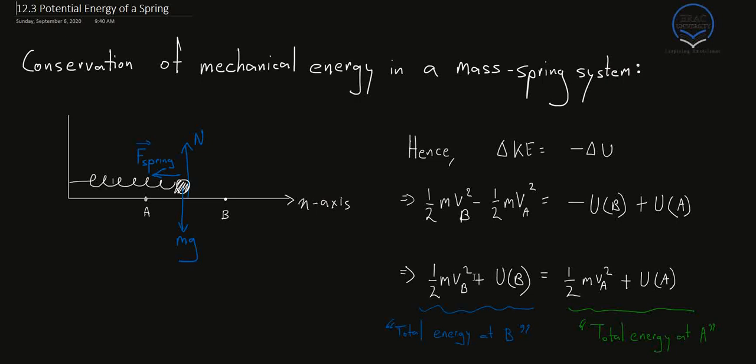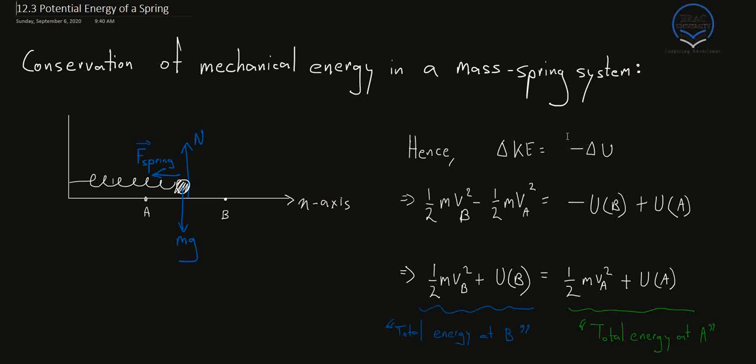But you can interpret this in a very nice way. This looks like kinetic energy plus potential energy. We can call this the total mechanical energy when this body is at point B. And similarly, we can interpret this as the total mechanical energy at point A. See, half m va squared is kinetic energy at point A, and Ua is potential energy at point A. So I hope this minus sign is making a bit more sense now.